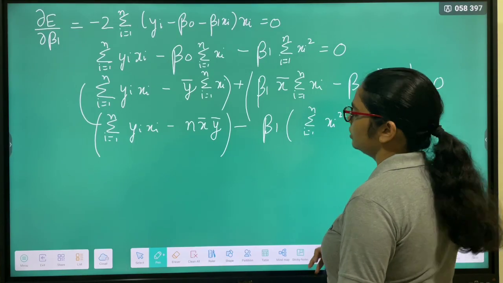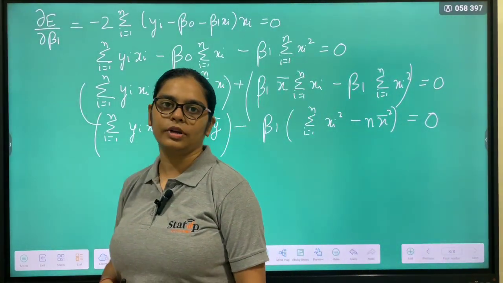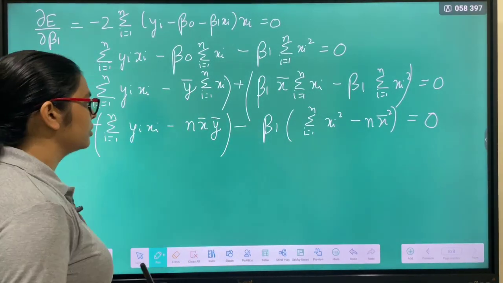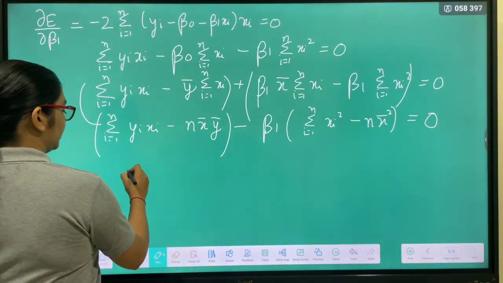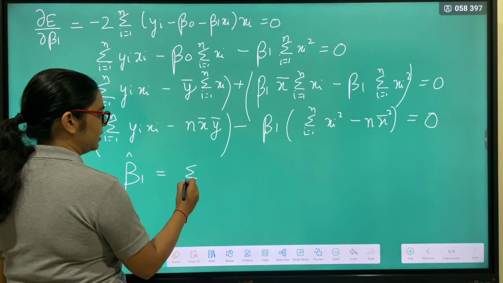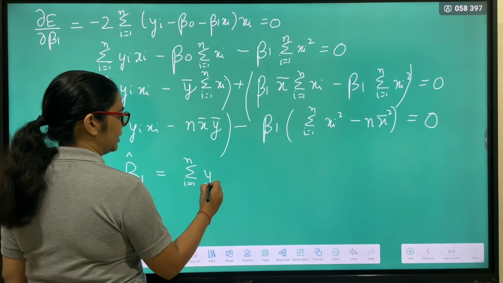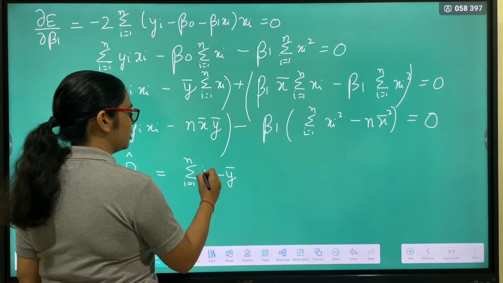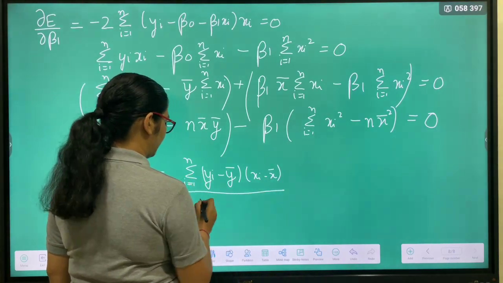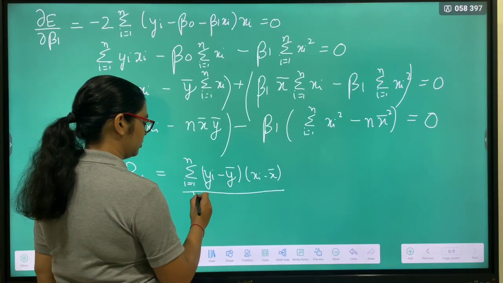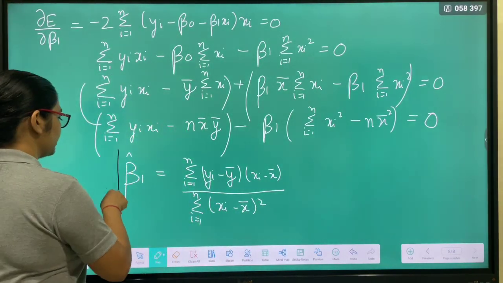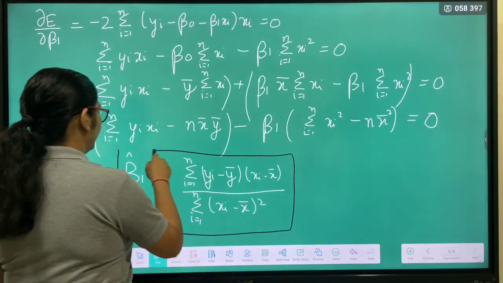All of this we have done in the simple linear regression model. So if you find it confusing in any step, you can check that video of ours. So taking all the common terms on one side, we will get beta 1 cap is equal to summation i goes from 1 to n yi minus y bar into xi minus x bar upon summation i goes from 1 to n xi minus x bar whole square. This is the OLSE of beta 1 cap.